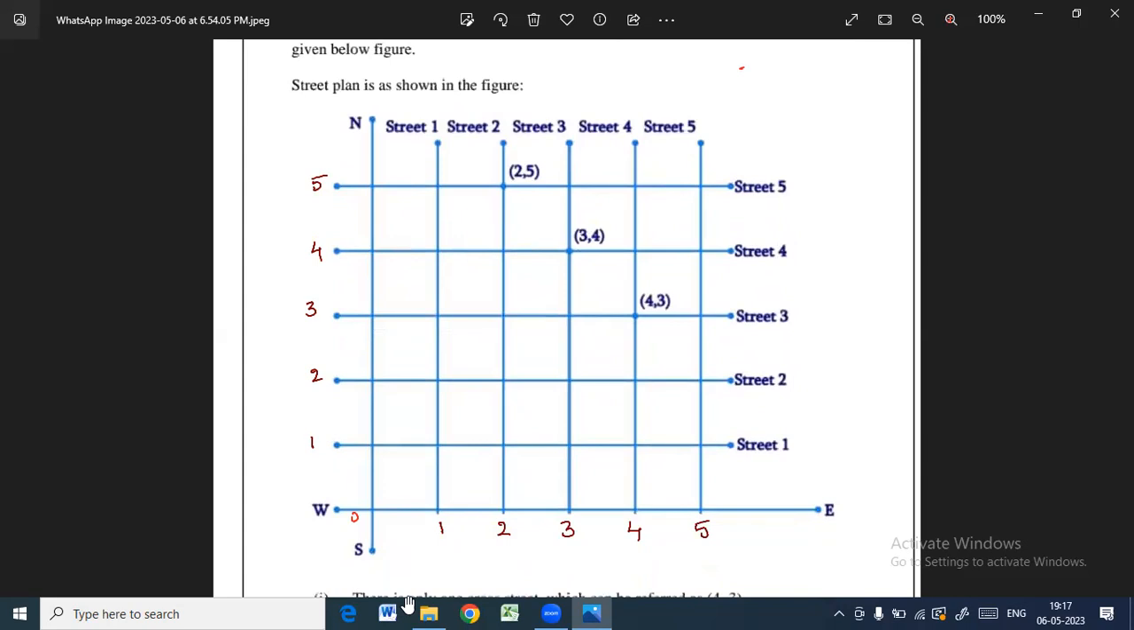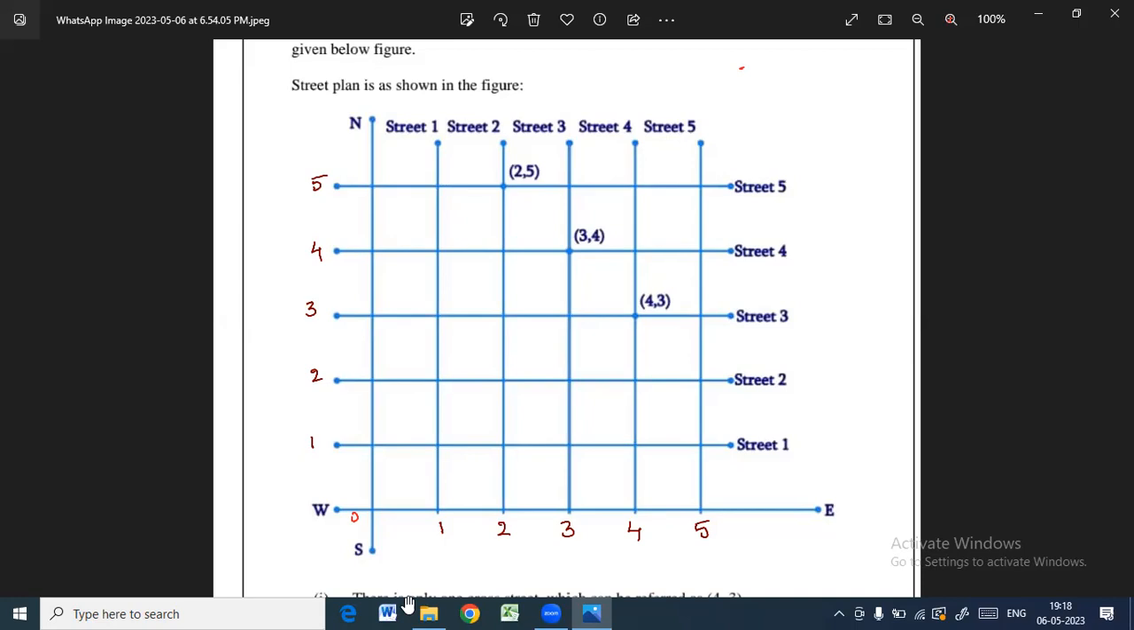Please observe the question. All the other streets of the city run parallel to the roads, 200 meters apart. So each distance is how much? 200 meters. There are 5 streets in each direction. East-west side is street 1, street 2, street 3, street 4, street 5, and the north-south side also street 1 to street 5. Using 1 centimeter equals 200 meters, 0 to 1 is 200 meters, 1 to 2 is 200 meters, 2 to 3, 3 to 4 the same, as usual for the y-axis also.